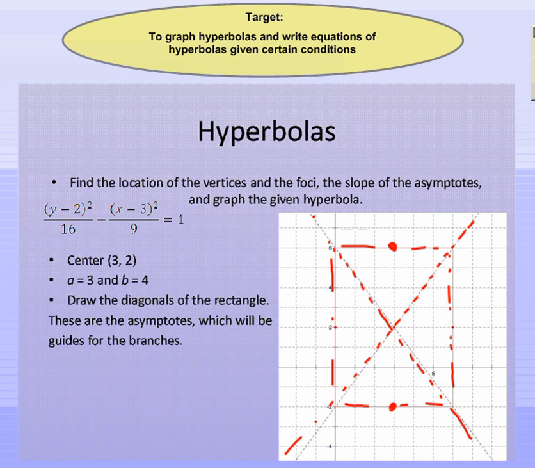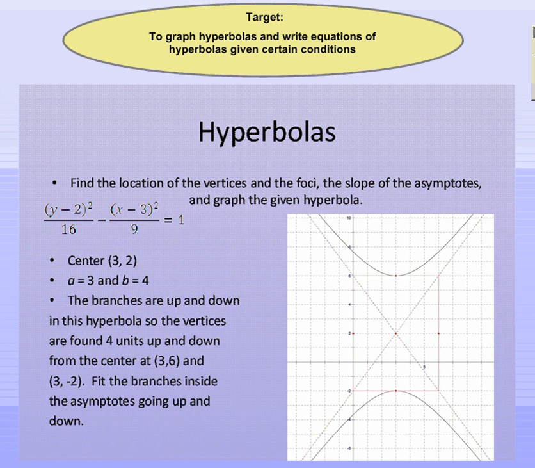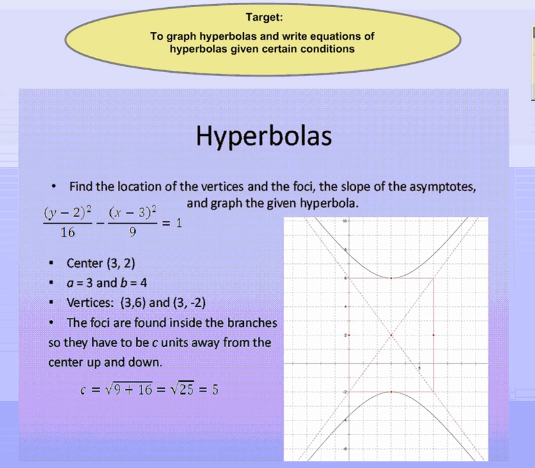What are asymptotes? Asymptotes are guides. They're the guides for how wide the branches will be. What we're going to end up doing is fitting our branches in between these asymptotes. So again, our branches are going up and down. We fit our branches going up and down between these asymptotes. And there's our hyperbola. So again, you can see our hyperbola with the branches fitting in between the asymptotes. And again, those asymptotes are guides. We use the rectangle in order to draw them.